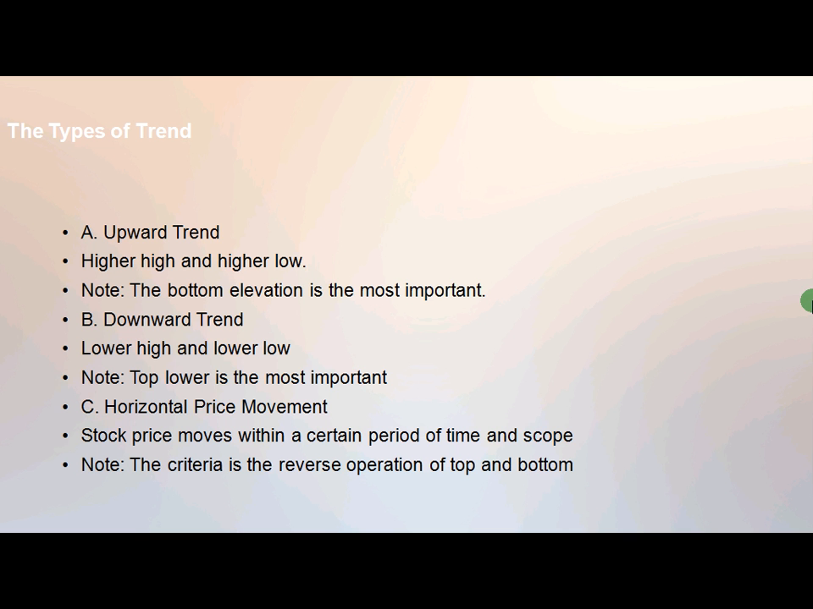Lower high and lower low. The note, top lower is most important. So if you want to judge the trend is in the downtrend, you should see the high point. High point is more important. So the next one is about the horizontal price movement. The stock price moves within a certain period of time and scope. Note, the criteria is the reverse operation of top and bottom.